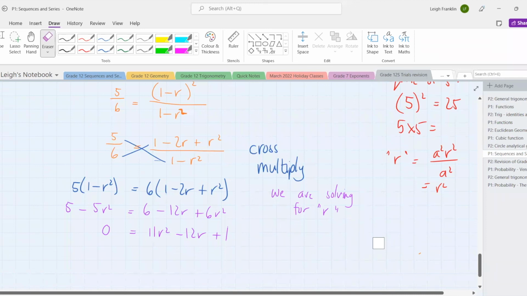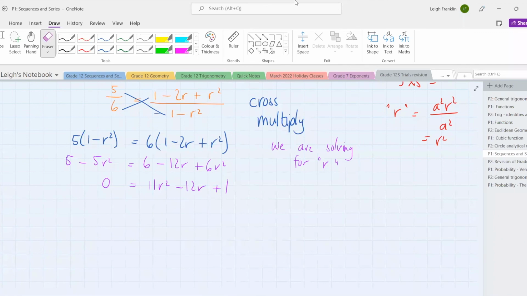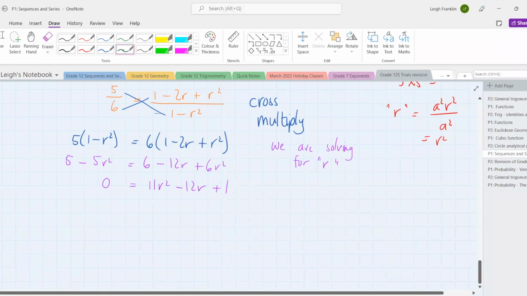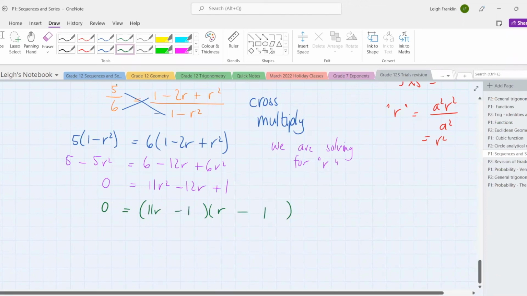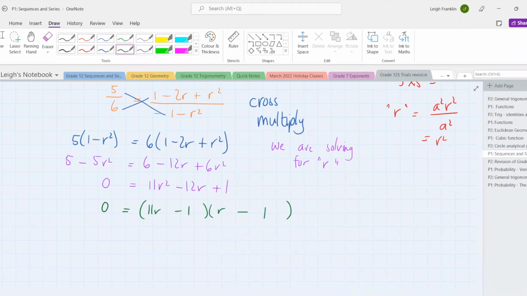We're nearly there, guys. All right, so either factorize or we can use the quadratic formula if we want. With a bit of luck, this should factorize. So we would have to have 11r over here, r over there. It's minus in the middle, plus at the end, so it has to be minus 1, doesn't it? Does that make sense to everybody? Or we could use the quadratic formula, absolutely.